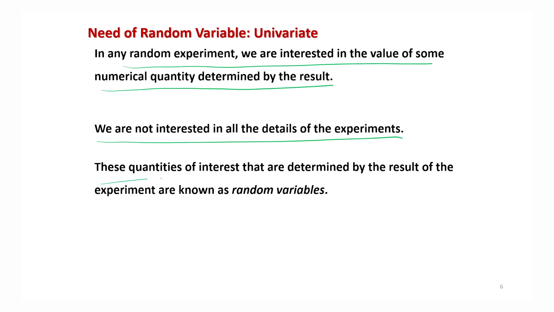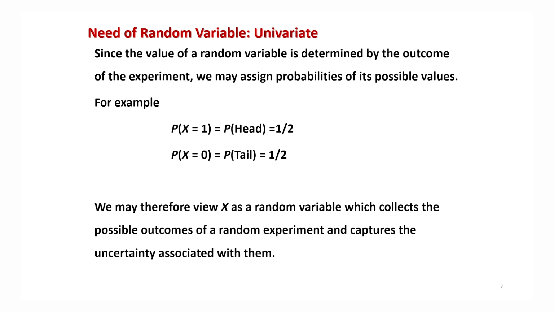And these quantities of interest are determined by the result of the experiment, and these are associated with random variables. Because these values are determined by the outcome of an experiment, we associate a random variable whose outcome is not known with 100% confidence. If you toss a coin, unless and until it comes on the ground, you don't know whether it is going to be head or tail. Both possibilities are there. So suppose we say there are 50% chances a head will come, and 50% chances the tail will come. In that case, we can associate probability with the outcomes of the random variable.